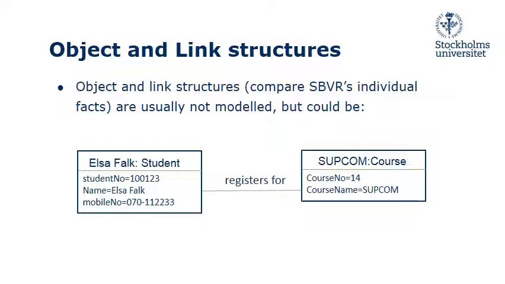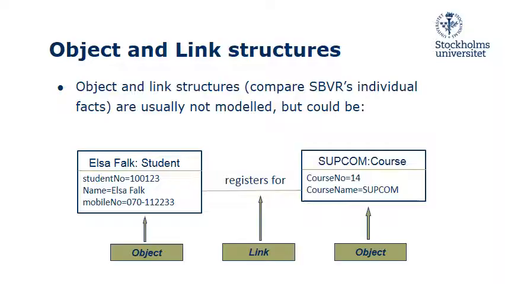These objects and link structures, which can actually be compared to SBVR's individual facts, are usually not modeled when you do a conceptual model, but you could model them sometimes for some reasons. So a relationship between two objects is called a link in UML.